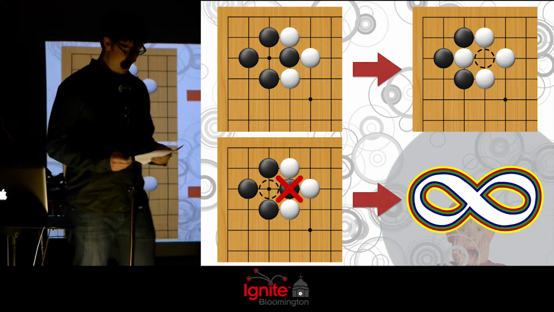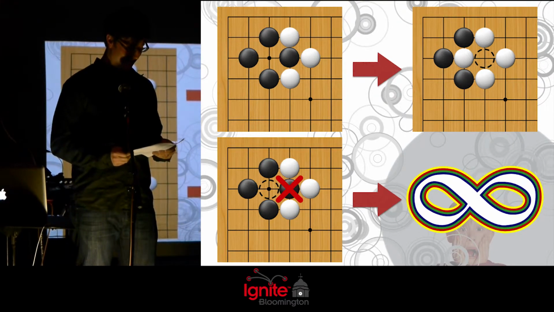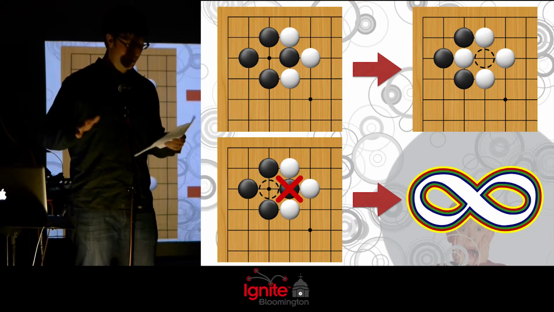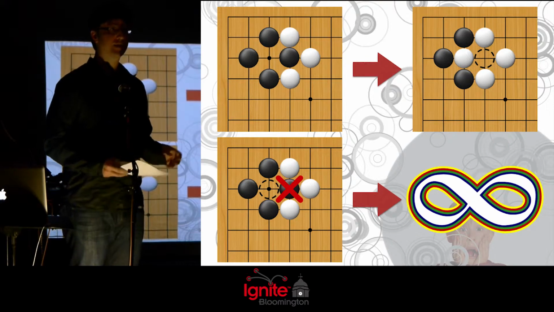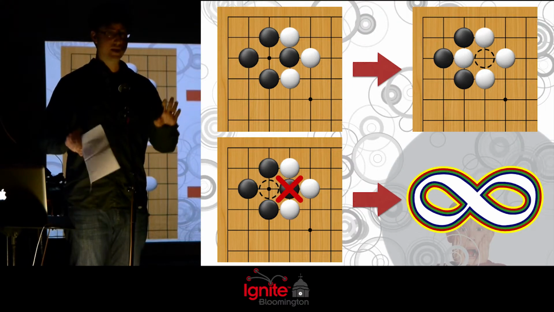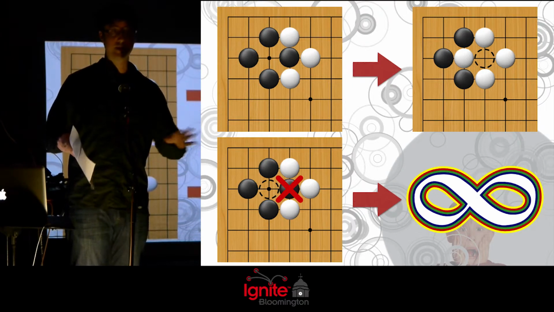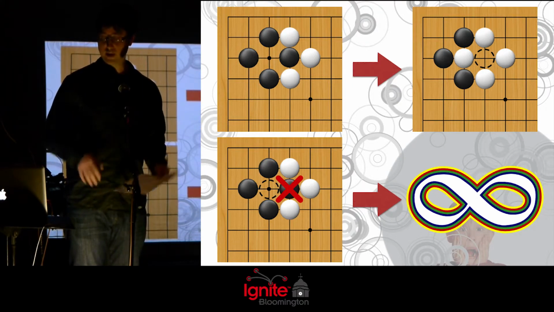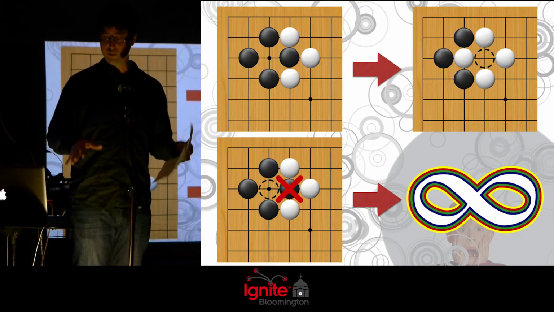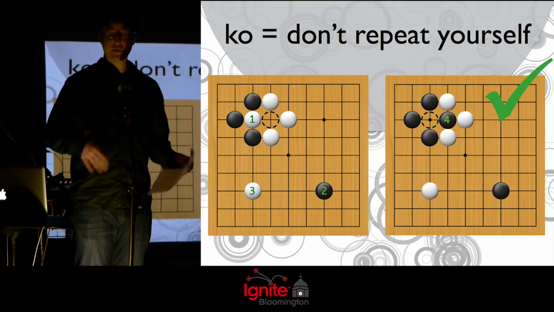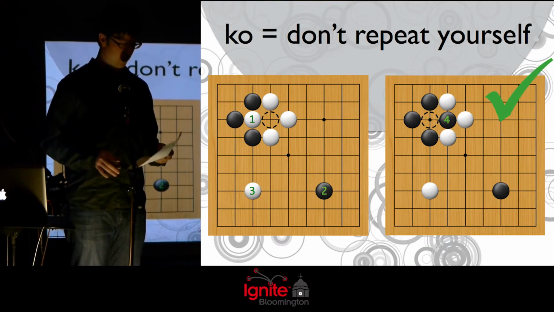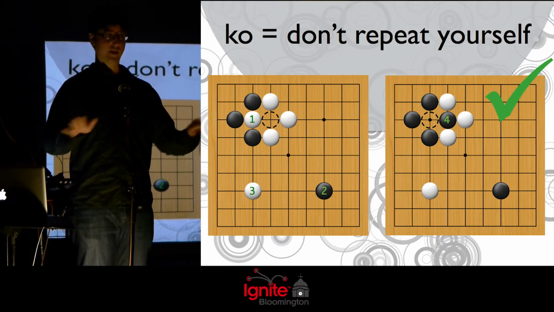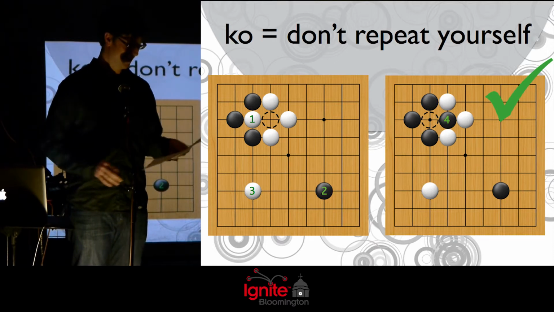So to prevent that, there's a rule called Ko, and that basically says you can't repeat the same state of the board twice in a game. So to get around that, what you would do is you play somewhere else, if you really wanted to go back and capture that stone. So that's the trickiest thing. If you can get that, you're golden.